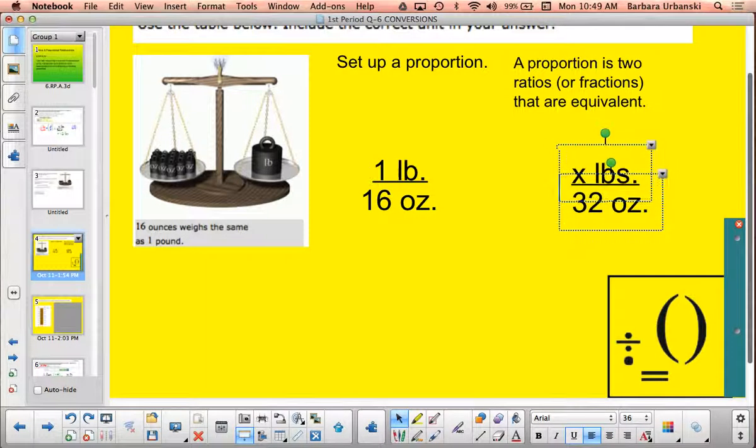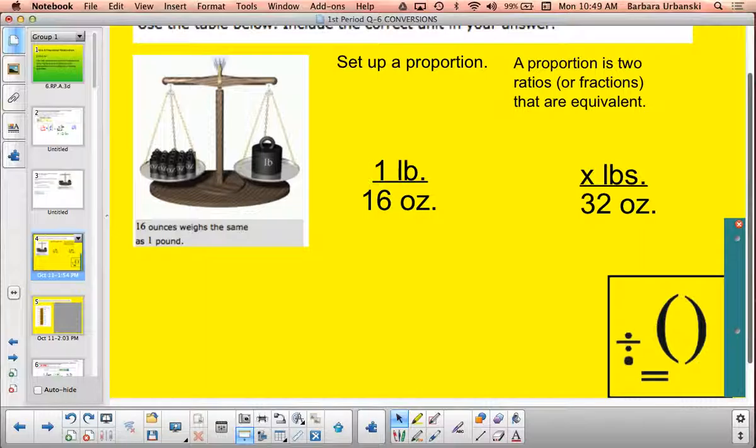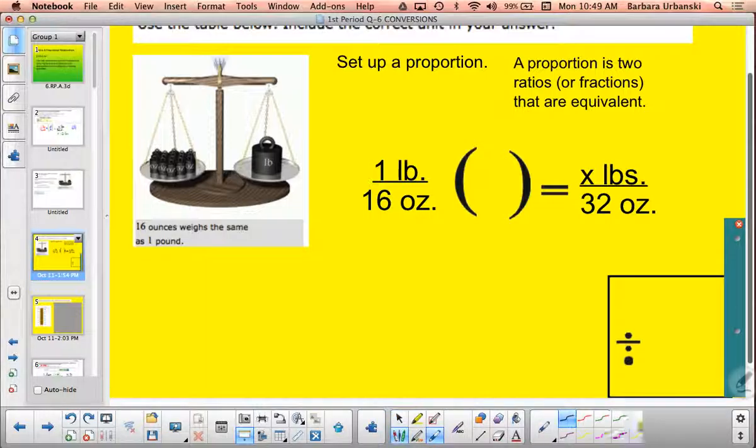And we have historically been using the parentheses so that we would find out what we're going to actually put in the parentheses so we could get from 1 pound to X pounds. How do we get from 16 ounces to 32 ounces? Well, we're going to say that we are going to multiply. We will be multiplying, so we'll use our dot for multiplication.